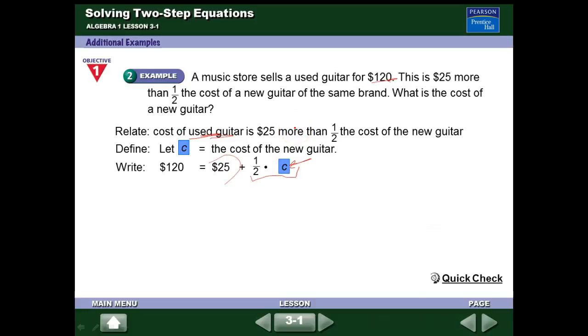So I want to solve this, so I want to get C by itself. I want to know how much the new guitar cost alone. So once again, here's your equation. First thing I recommend doing is drawing a line through the equal sign. And now we need to start simplifying.